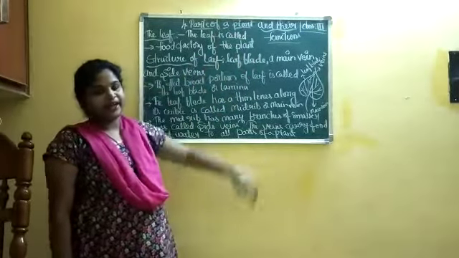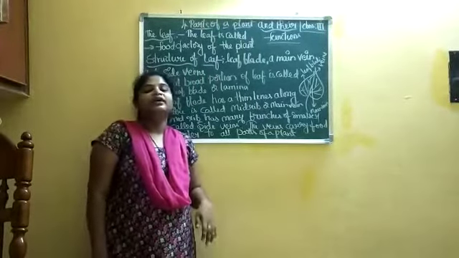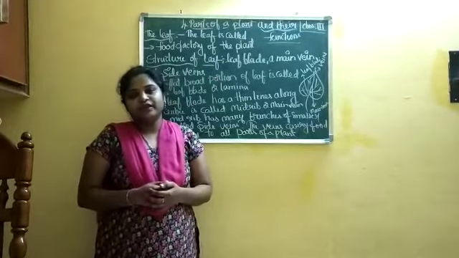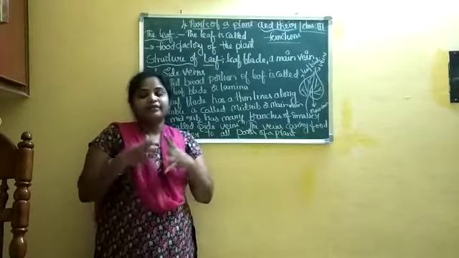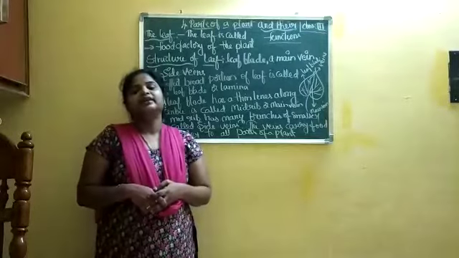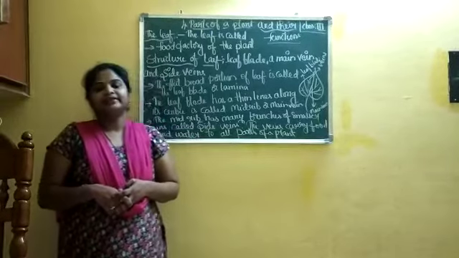Parts of a plant and their functions. In our yesterday's class we learned about the stem. In the shoot system the main part is the stem. The stem holds branches, leaves, flowers, fruits, buds and seeds.